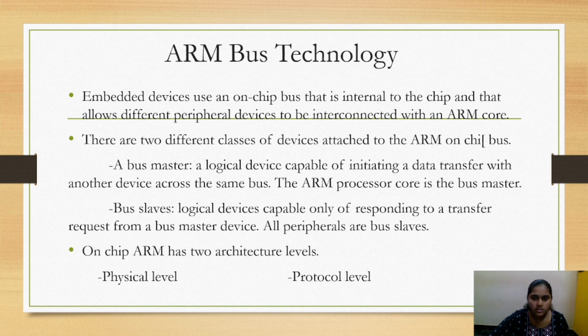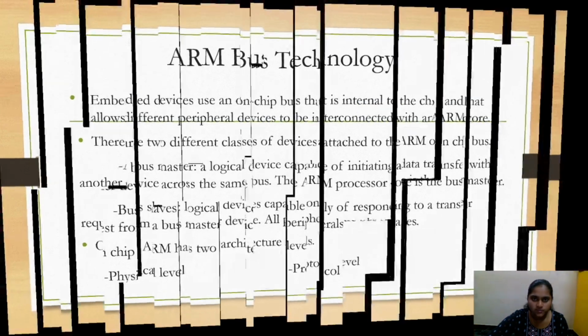On-chip ARM has two architecture levels: physical level and protocol level. Physical level covers the electrical characteristics and bus width, 16, 32 or 64 bits. Protocol level covers the logical rules that govern the communication between the processor and the peripheral.